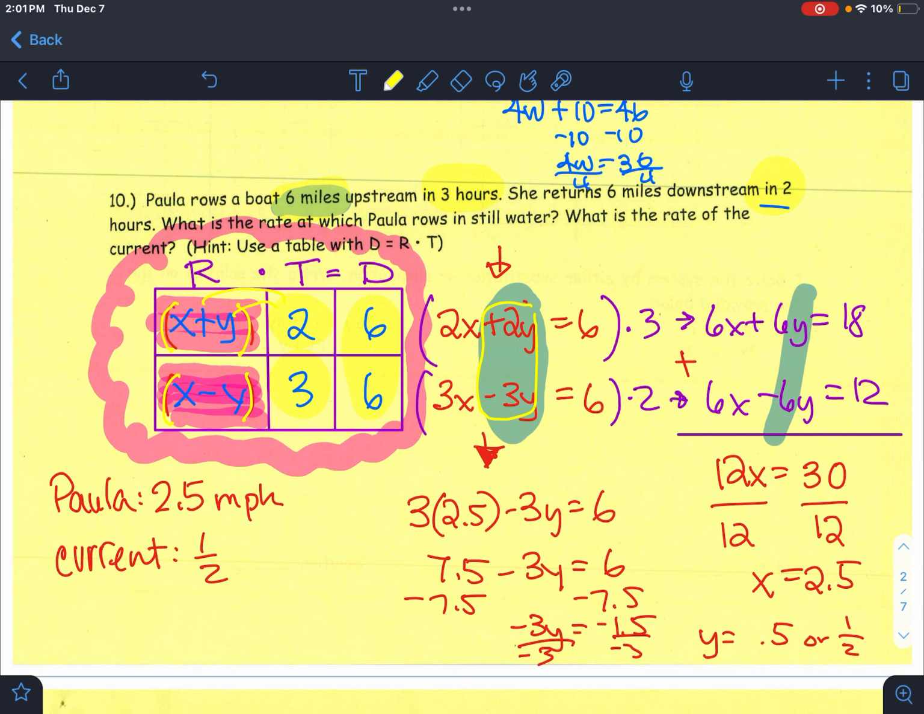So I multiply the top equation by 3 and the bottom equation by 2. And I add up, and now I eliminate the y's. I add up, I get 6x plus 6x is 12x equals 30, and I find out that Paula's rate is 2.5. I substitute back in to solve for the rate of the current, which is 1/2, which makes sense because when Paula's rate is 2.5, with the help of the current, she is half an hour faster, and against the current, she's half an hour more.